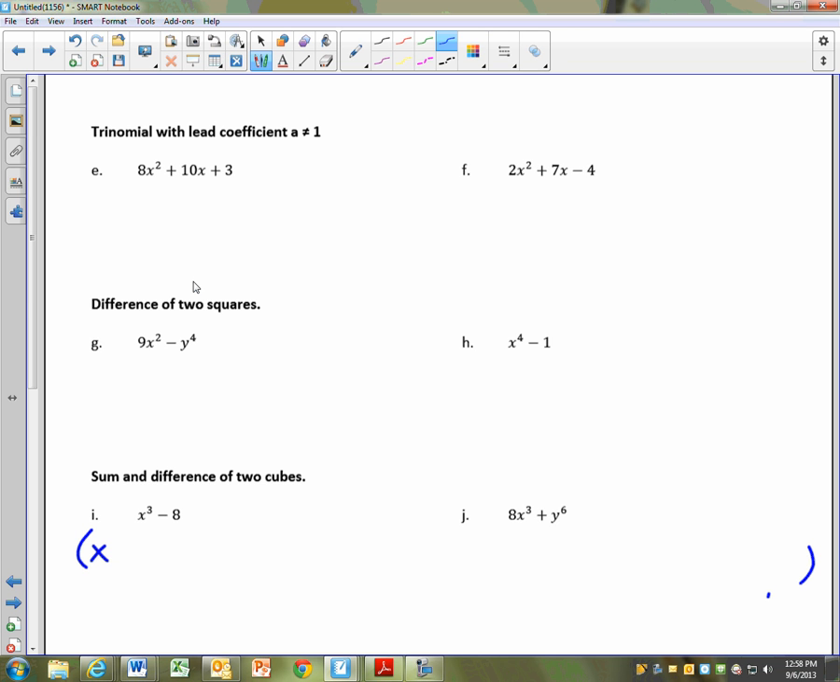Now, who remembers the AC method? Okay, raise your hand if you don't know what the AC method maybe is. I didn't know when I came here. Okay. So, if we want to factor this, we need to find factors of 8x squared first. What are those factors?